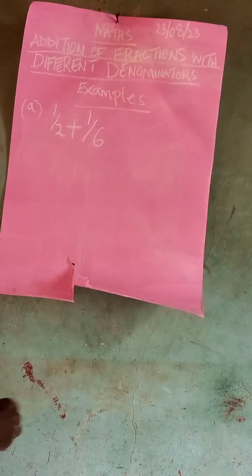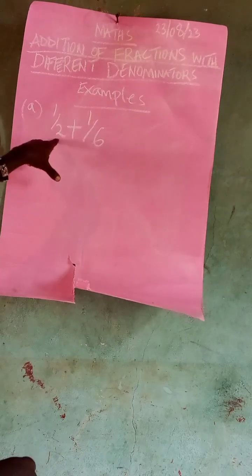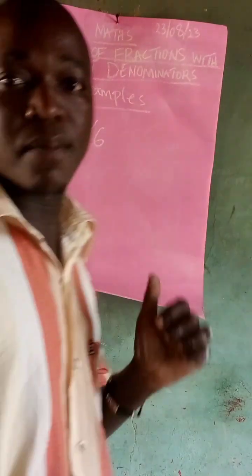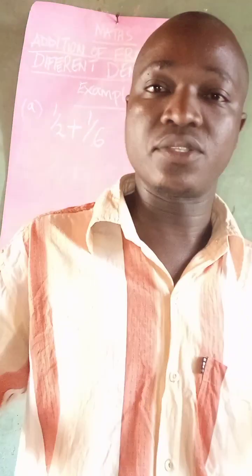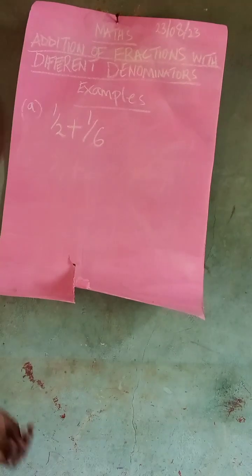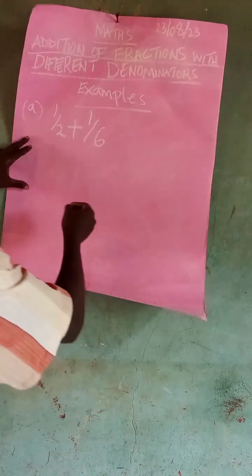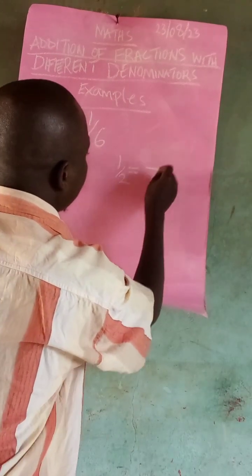One of the ways, you simply look at this one: this is a half, this is a sixth. So the denominator here is 2, the denominator here is 6. There is one formula whereby you rename one of the fractions so that they can have the same denominator, so they can be easy for you to add. In this case, this is a half, this is 1 over 6. You can write it this way: 1 over 2 is equal to dash over 6.